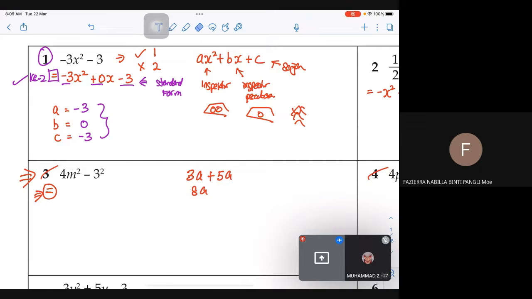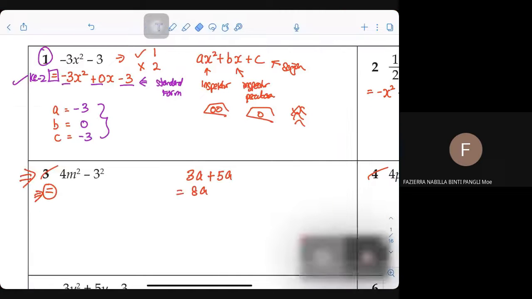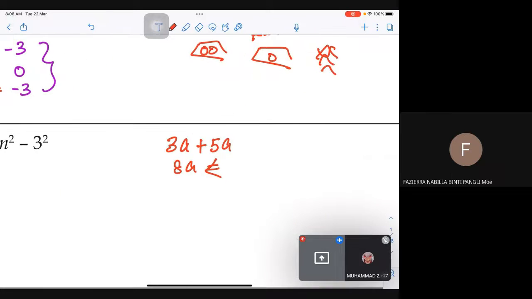I cannot accept it if you write 3a plus 5a, then 5a. If you repeat this kind of mistake again, then I will straight away put a wrong mark. So no mark for this kind of question anymore. Even if your answer is correct, it's also considered wrong.